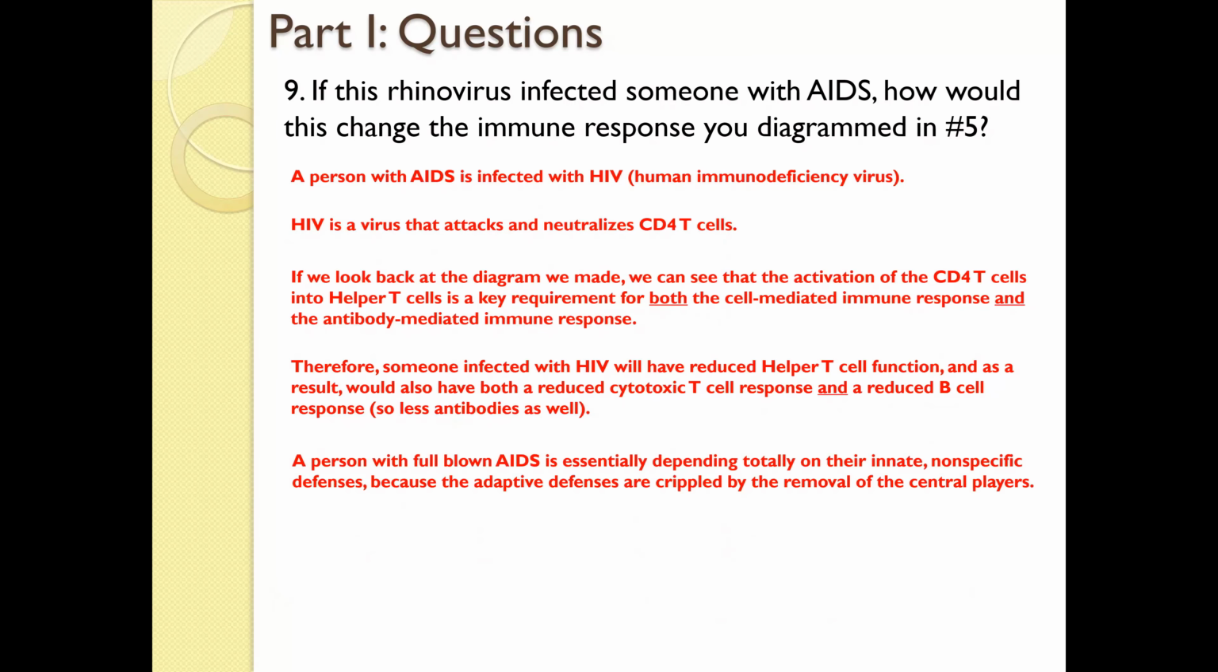A person with full-blown AIDS is essentially depending totally on their innate non-specific defenses because the adaptive defenses are crippled by the removal of the central players.